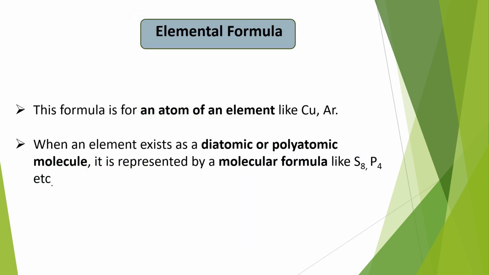Elemental formula. This formula is for an atom of an element like copper or argon. When an element exists as a diatomic or polyatomic molecule, it is represented by a molecular formula like Cl2 or P4, etc.